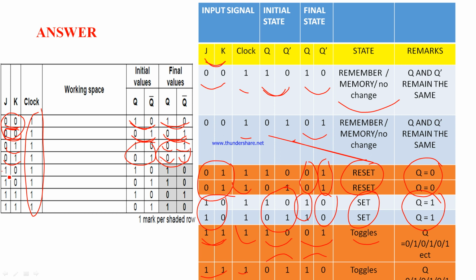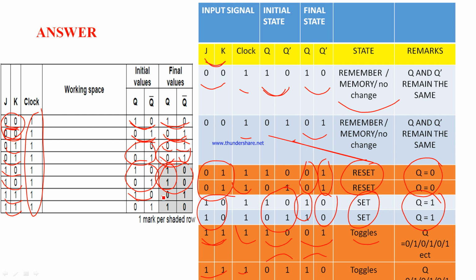Now, if we have 1, 0 and 1, 0, you can see that this will give us the set state. That is, Q will become 1. Whatever our input, Q and Q dash, Q will become 1. It's called the set state. Now, if Q and Q dash is 1, 1, Q and Q dash becomes 1, 1. We call that a toggle state.